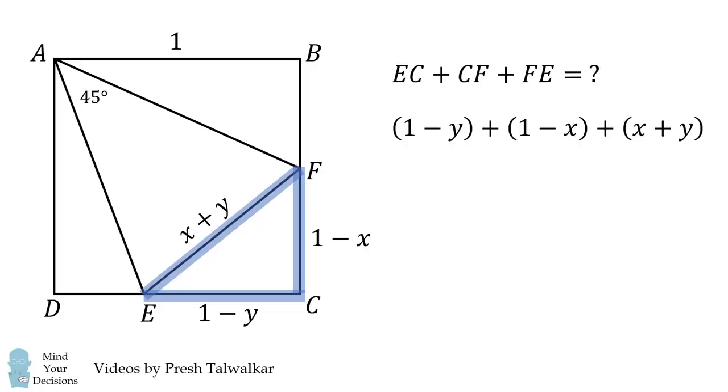It'll be equal to 1 minus y plus 1 minus x plus x plus y. We can cancel out the y's and cancel out the x's, and we're left with 1 plus 1, and that's exactly equal to 2, which is what we saw in the numerical approach.